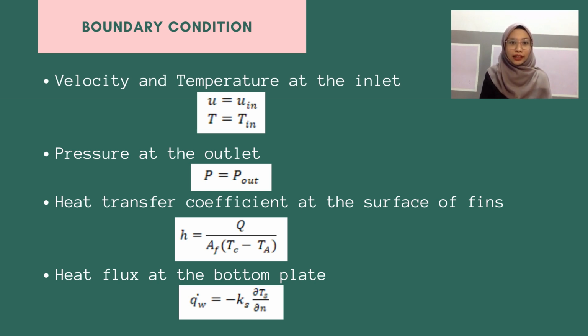There are four types of boundary conditions that will be selected in the simulation application. The first is velocity and temperature at the inlet, where U_in and T_in are the nanofluid inlet velocity and inlet temperature. Second is pressure at the outlet. Third is the heat transfer coefficient at the surface of fins, where Q is the heat input, A_F is the area of rectangular fins, T_C is the steady state condenser temperature, and T_A is the ambient temperature. Fourth is the heat flux at the bottom plates. All the boundary conditions will be selected for the loop heat pipe model for the simulation.